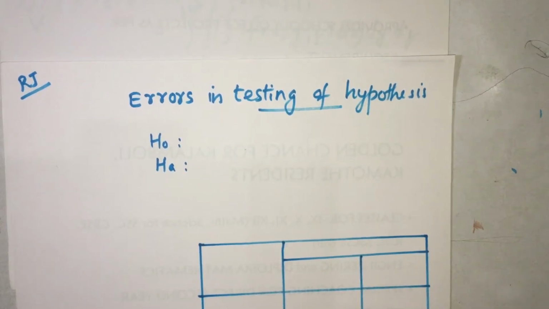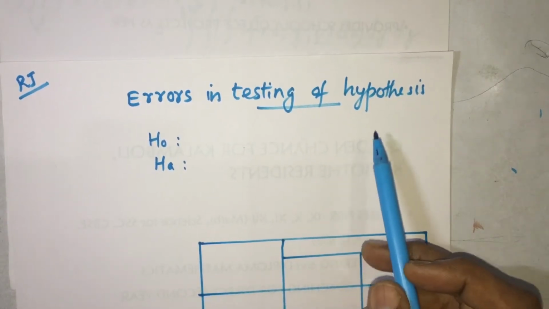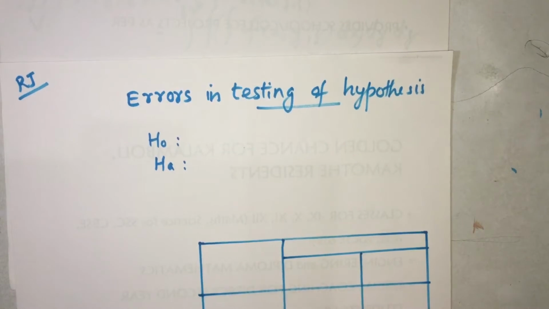Now we will discuss errors in testing of hypothesis. When a statistical hypothesis is tested, there are only two results: either we accept the null hypothesis or we reject the null hypothesis. We never know whether this hypothesis is true or false. Hence, there may be four possibilities.